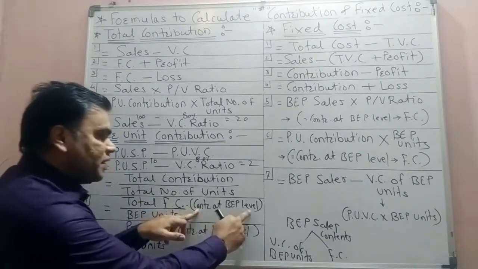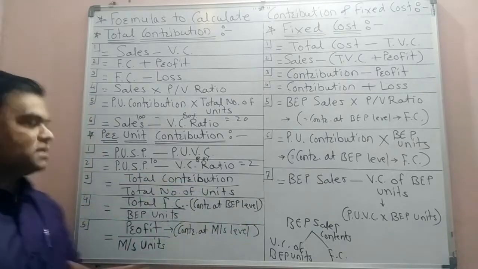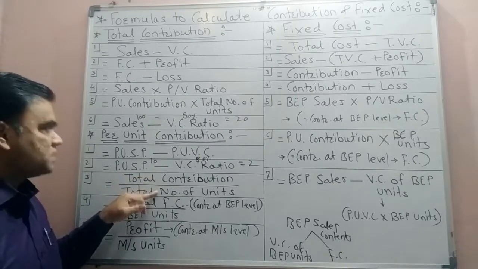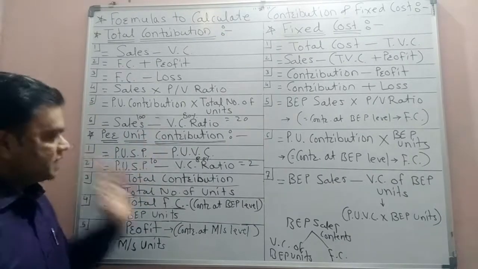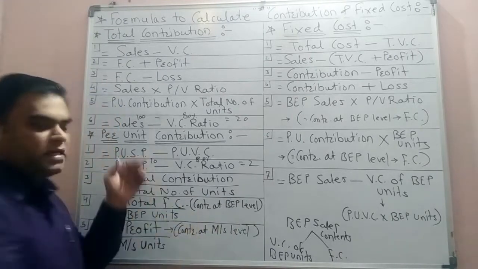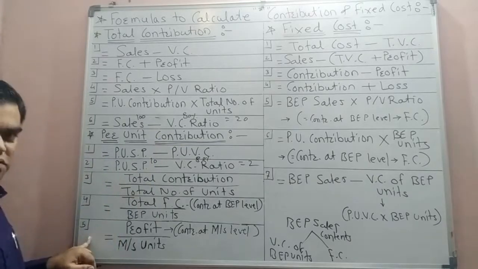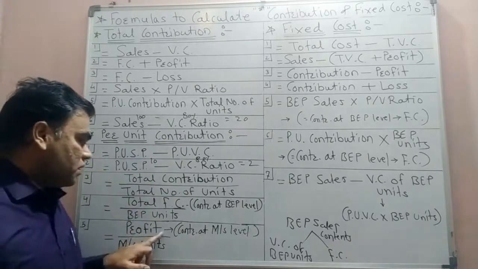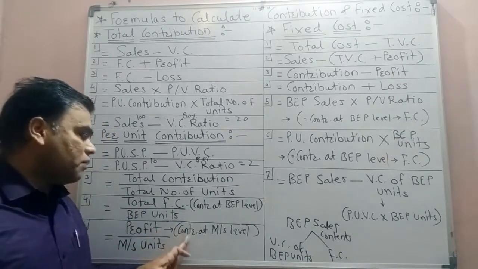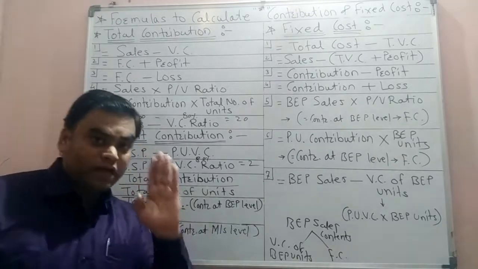So contribution at BEP level divided by BEP units is equal to per unit contribution, just like the third formula, total contribution divided by total units is equal to per unit contribution. In that way contribution at BEP level divided by BEP units is equal to per unit contribution. In the same way the fifth formula works. As we know, the amount of profit and the amount of contribution at margin of safety sales level is always equal.